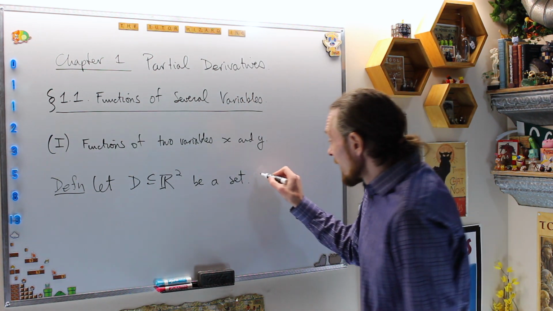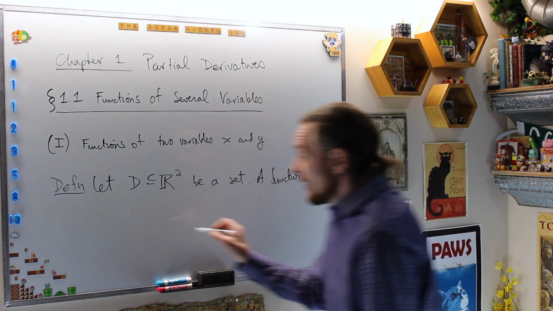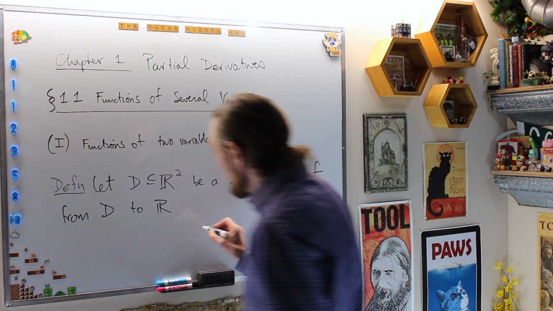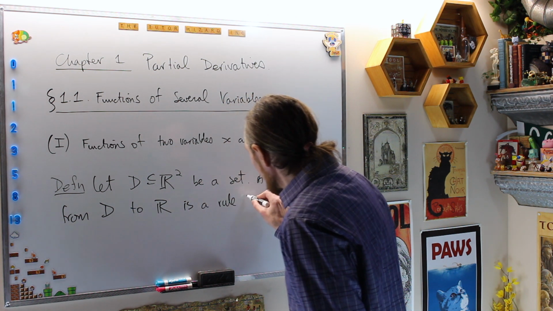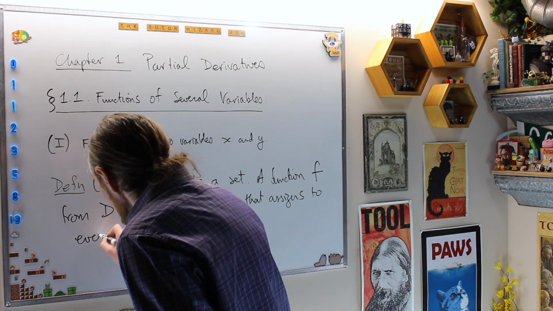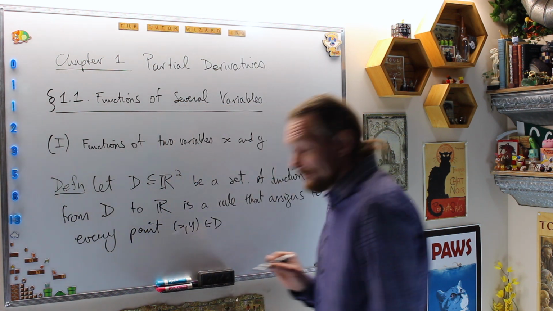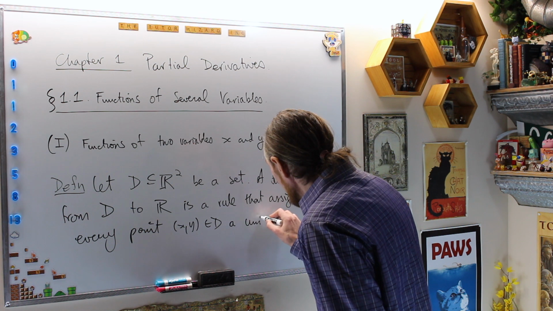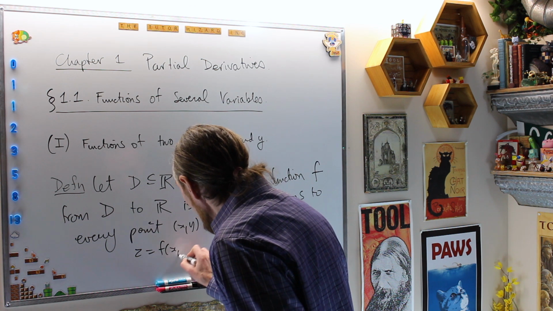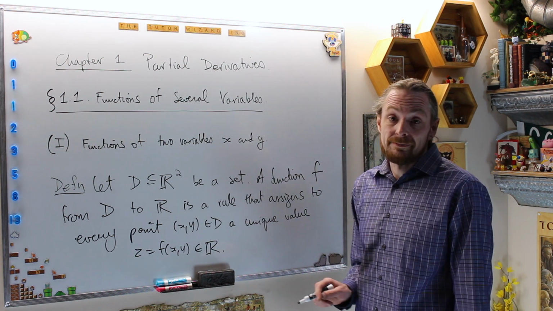A function f from D to R is a rule that assigns to every point (x, y) in D a unique value z equals f of (x, y), which is now in R. So this is to mean in.